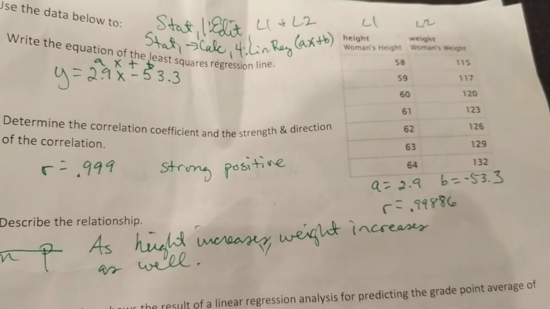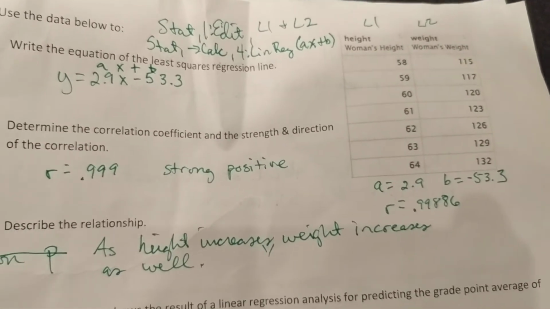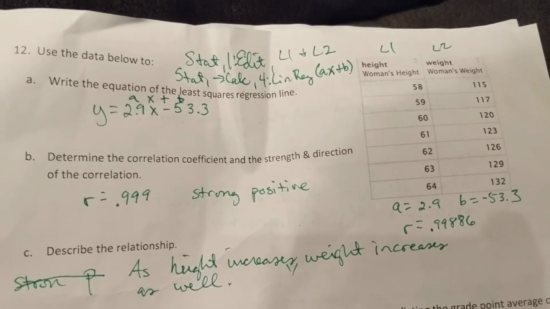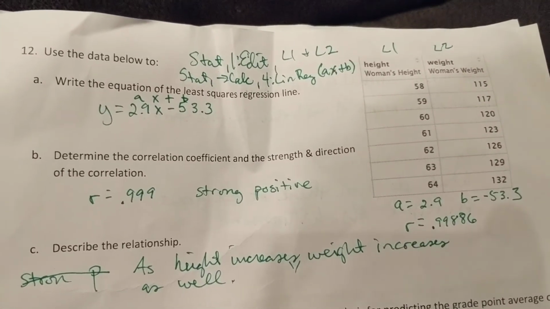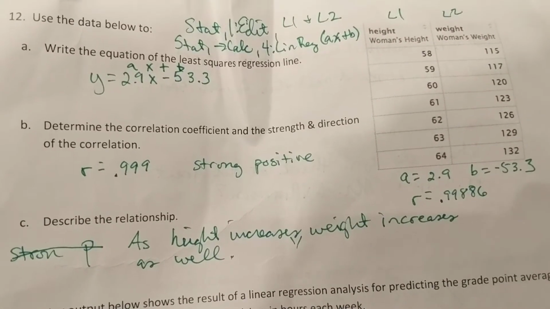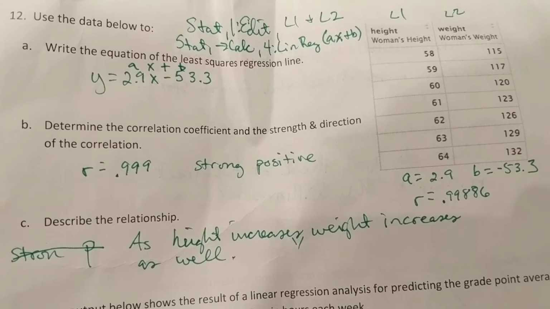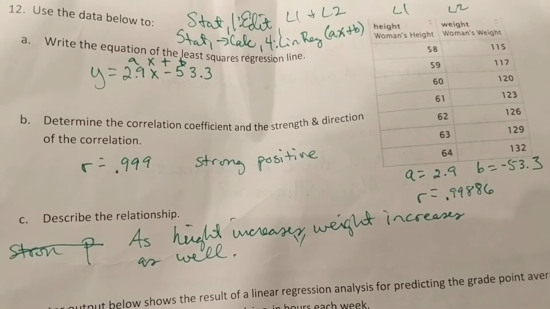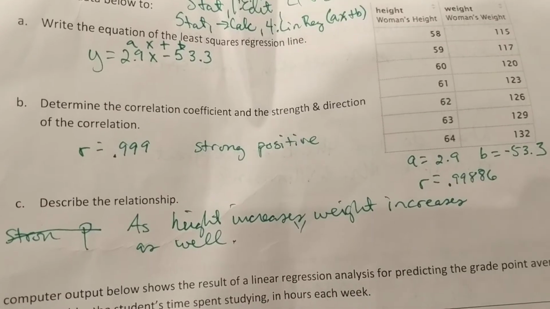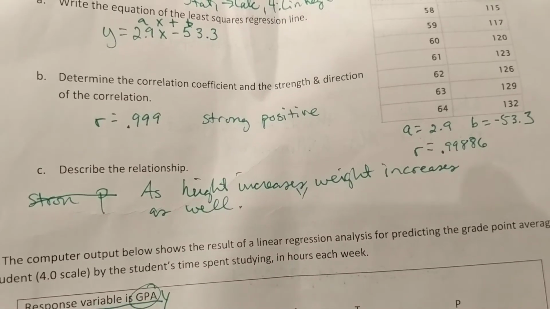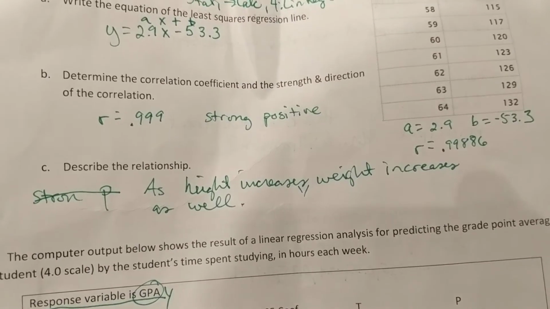So we just plugged A and B into the formula AX plus B. You get Y equals 2.9x minus 53.3. That is your linear regression or least square regression line equation. The correlation coefficient is R, which was 0.99, and I just went ahead and rounded that to a 9. And the strength and direction will be strong positive. The relationship will be as height increases, weight increases as well. All right, so that's the linear regression.